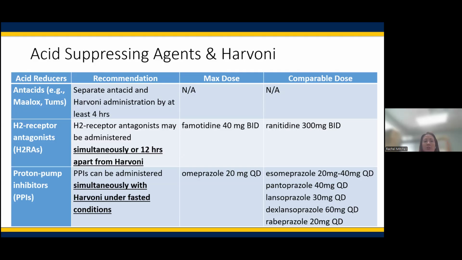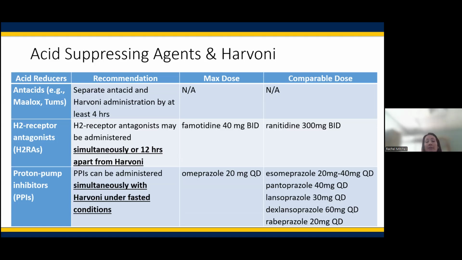The next level is your H2 receptor antagonists or H2RAs. So here is where it gets a little more complex in that we have max dose recommendations and appropriate admin instructions for these to avoid the interaction. So the recommendation is a max dose of famotidine, which is Pepcid, 40 milligrams twice daily, or comparable dose. The comparable dose is ranitidine, should it ever come back to the market. So I've left that on here just in case. But 40 milligrams twice daily.